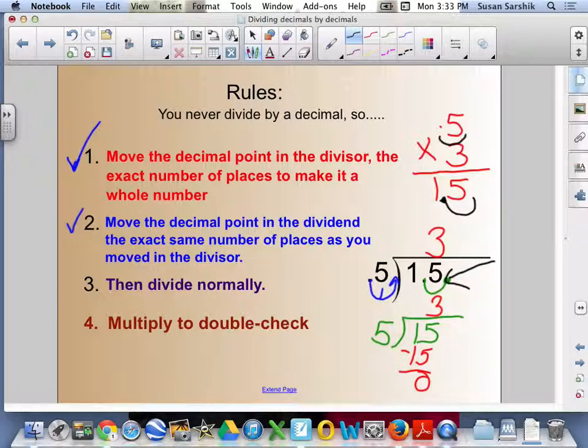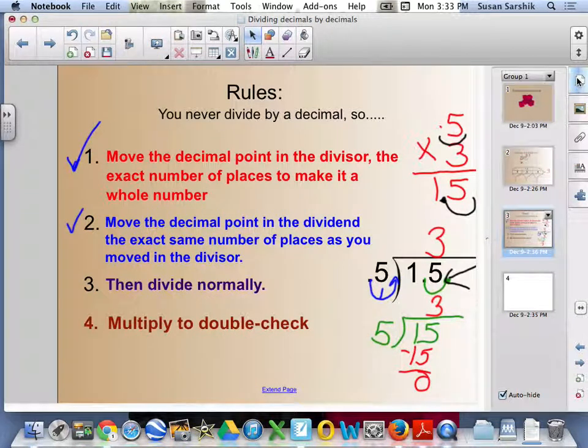So what you do essentially by moving the decimal over is move it one place here and one place here. You're multiplying by 10. I'm multiplying 5/10 by 10 and moving that decimal. If I multiply the divisor by 10, I have to do that to the dividend. 1.5 would be moving it over one place to 15.